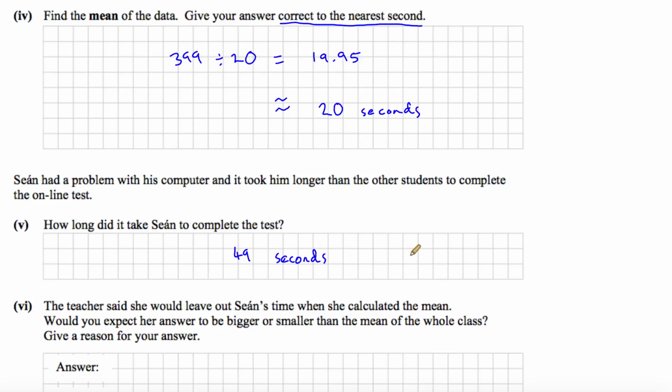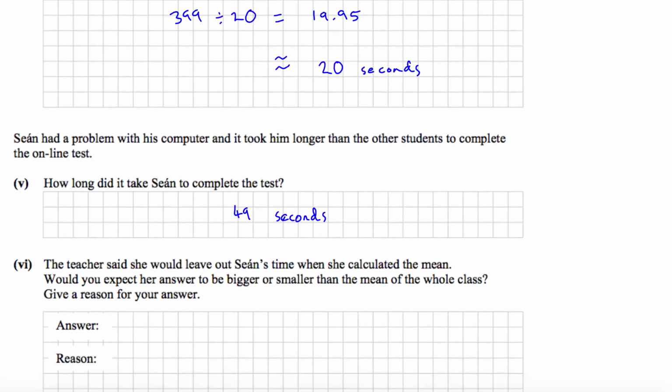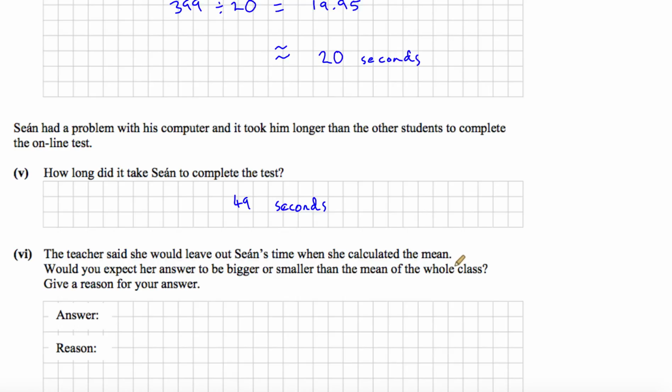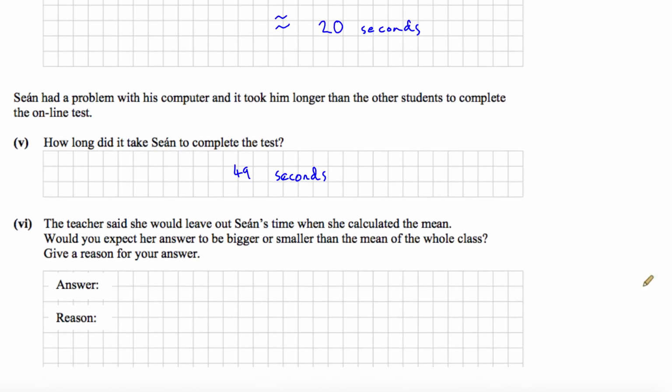And part 6. The teacher said she would leave out Sean's time when she calculated the mean. Would you expect her answer to be bigger or smaller than the mean of the whole class? Give a reason for your answer. Well, if you took Sean's time out, because Sean's value is the biggest value, that would reduce the mean. So it would mean that the answer would be smaller.